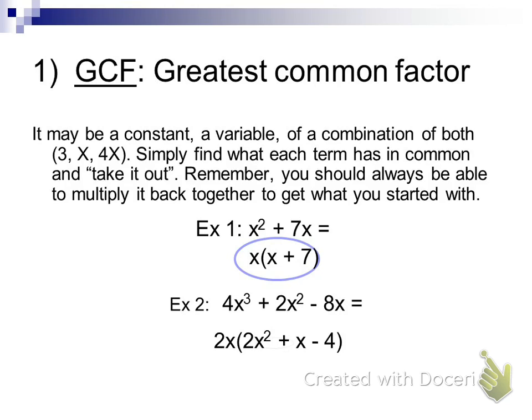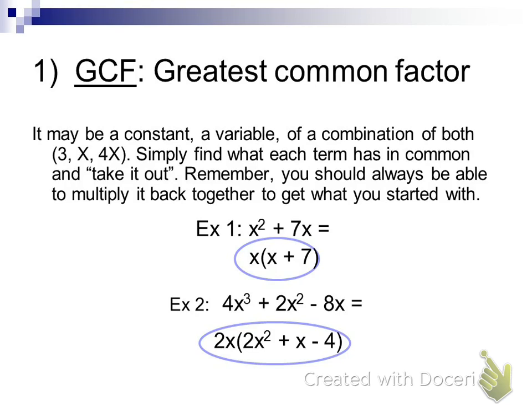Now, what can we always do to make sure that we factored an expression correctly and completely? Multiply it back out. You can multiply it back out to see if you factored it correctly. To see if you factored it completely, you just have to go through the factoring checklist.